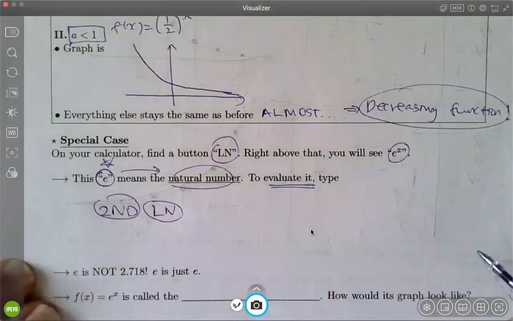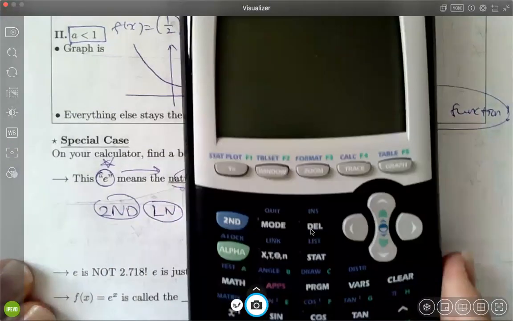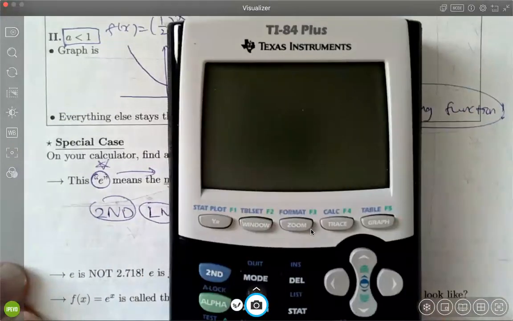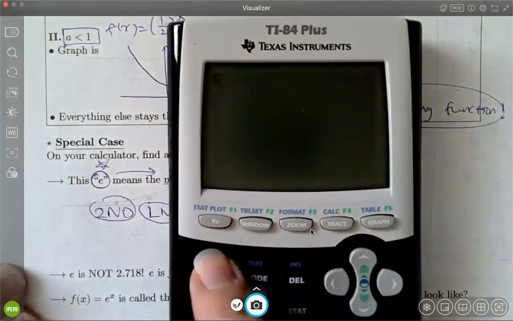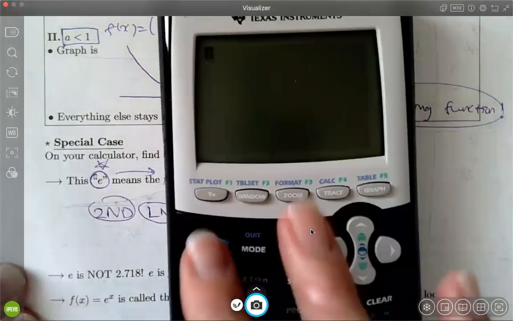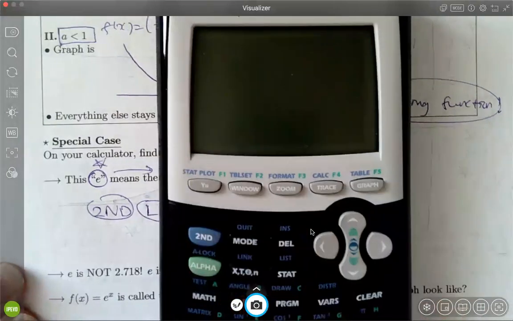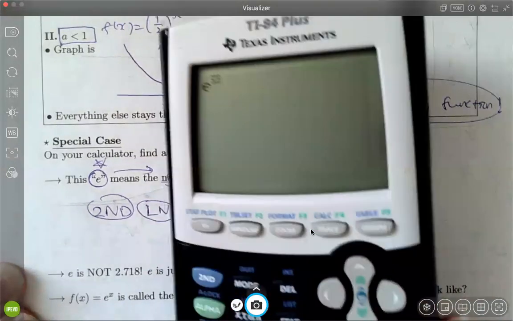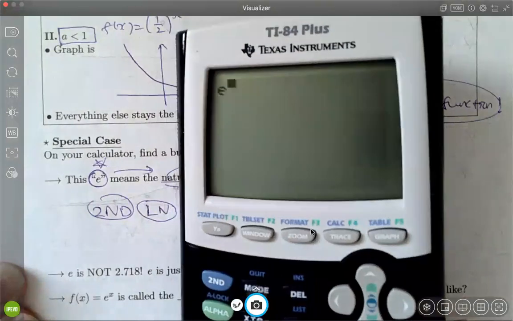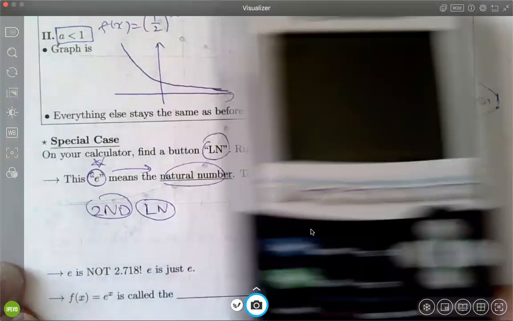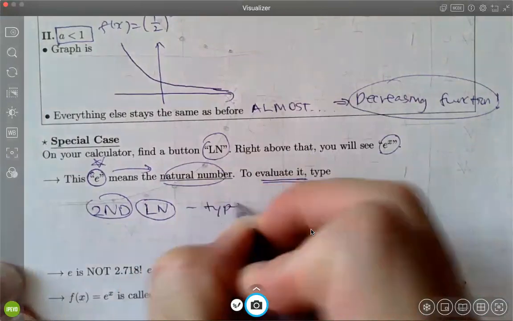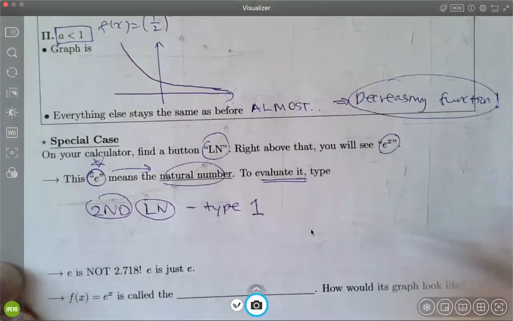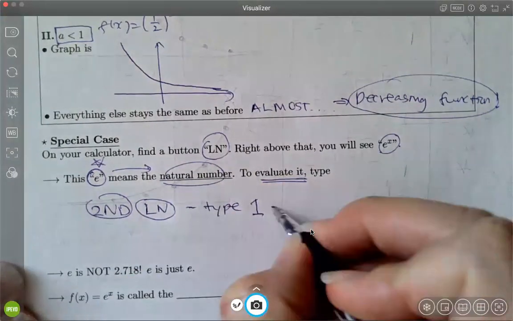Okay, so turn on your calculator, obviously, and then press second ln. Here I cannot adjust the light, but press second, which is this one, and then ln. Then you see e to the blink. So you just put 1, and then hit enter, of course.